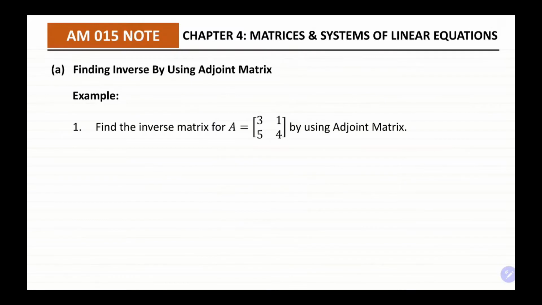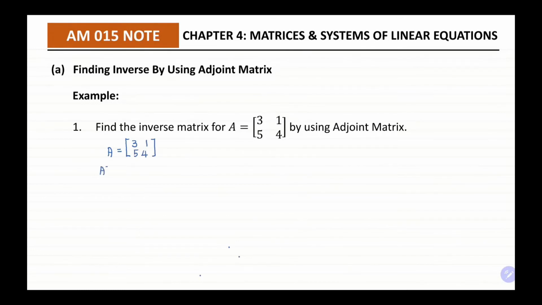We go to the first method, finding the inverse by using the adjoint matrix. First example, find the inverse matrix for A. Matrix A in 2 by 2 by using the adjoint matrix. For 2 by 2 only, kita gunakan cara sekolah dulu. Ingat lagi tak? Cara nak cari inverse masa sekolah. Saya recall balik. Given matrix A is 2, 3, 1, 5, 4.